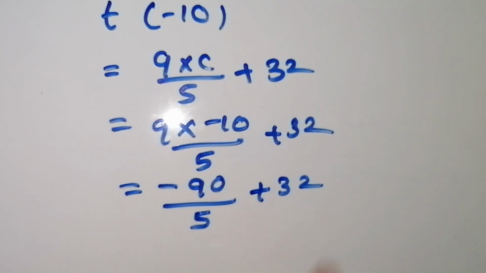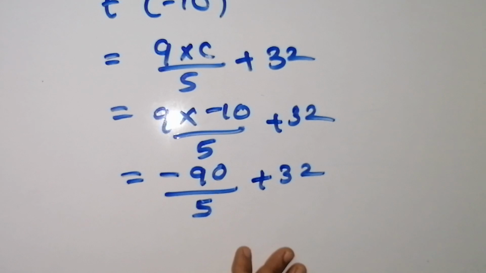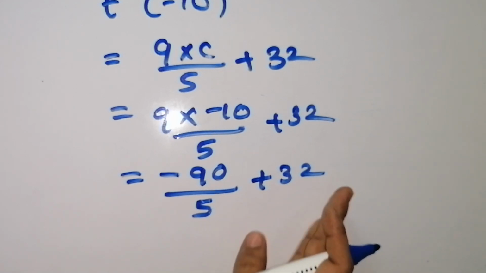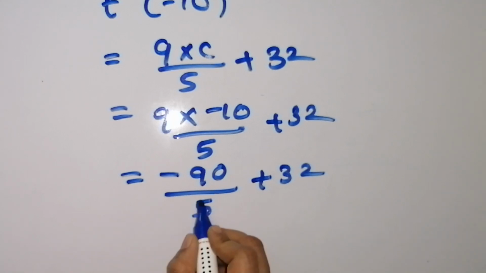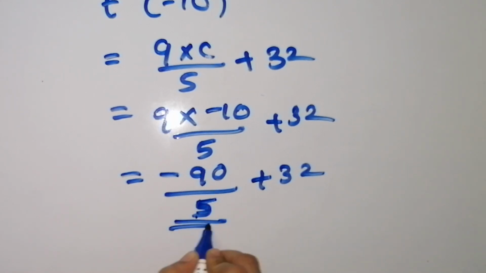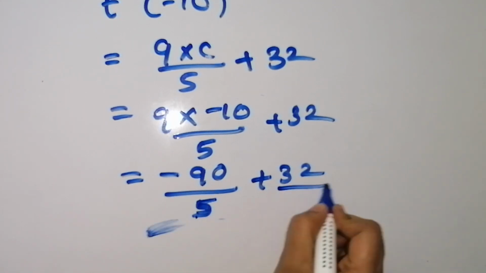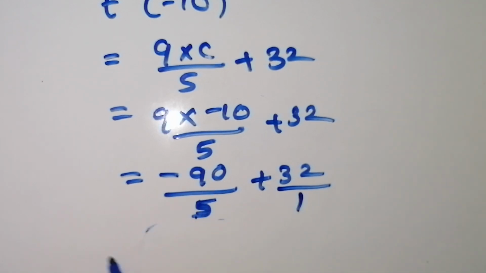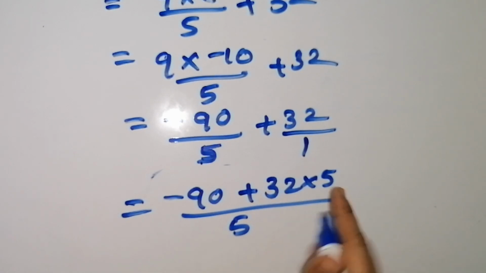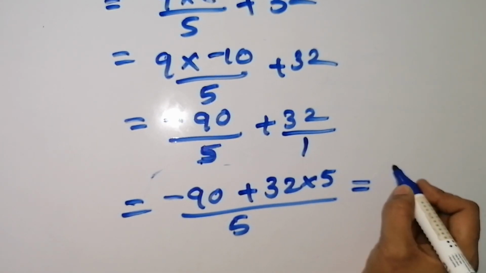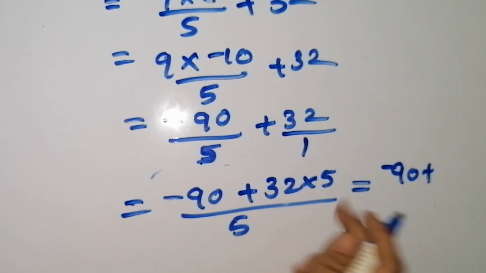Next step is to equalize the denominator. That means we have to find the LCM and equalize the denominators of these two terms. Here 5 is the denominator in this term, and in this one it is 1. So we just multiply both. That is equal to minus 90 plus 32 into 5, divided by 5. This is our expression after finding the LCM, which is minus 90 plus 32 into 5.